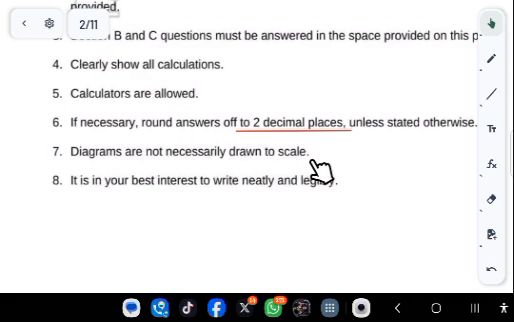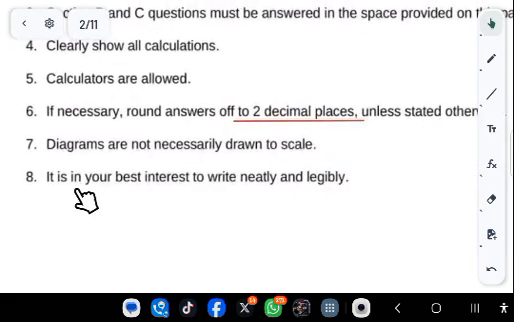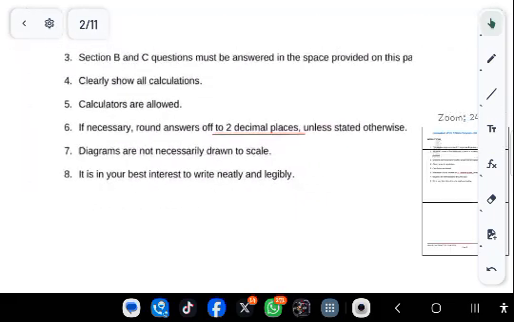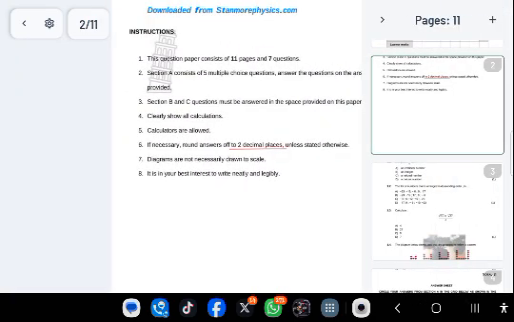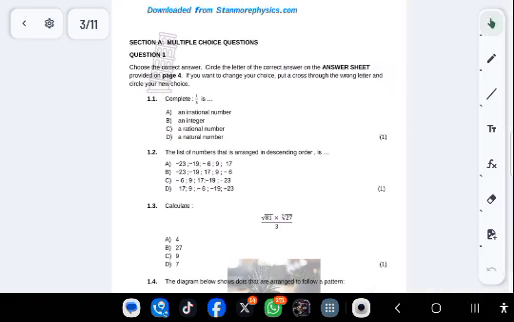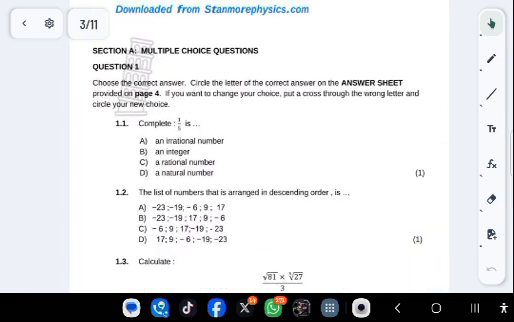Diagrams are not necessarily drawn to scale, so don't think because it looks like a right angle, it is a right angle unless they tell you it is a right angle. It is in your best interest to write neatly and legibly, but also very important, don't waste time. Have your time set out and make sure that you write as quickly as you can. If a question troubles you and you're not sure of what the answer could be, don't waste time on it. Jump to the next one.